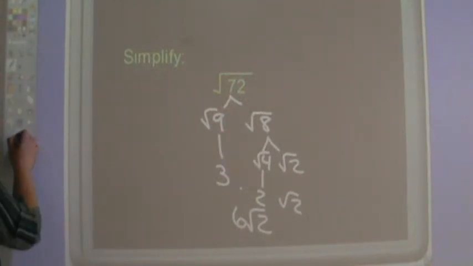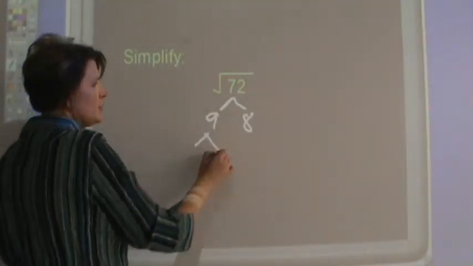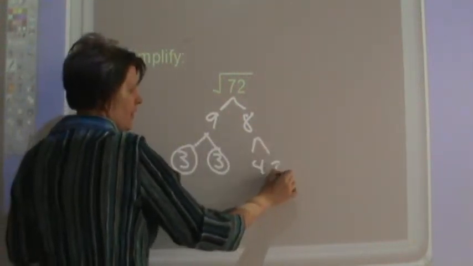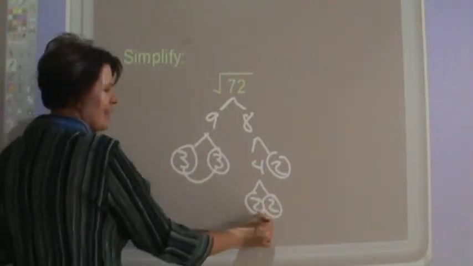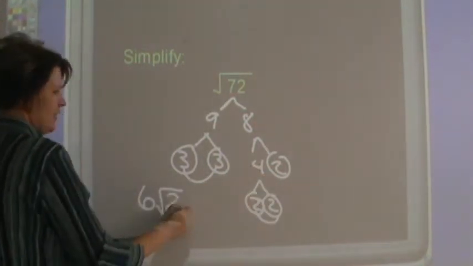Okay? Let's try the prime factorization on this one. We could just say 9 and 8. Neither one's prime, so I'm going to keep going till I get prime numbers. Okay, so I have a pair of 3s, I have a pair of 2s. 3 times 2 is 6. And I still have a 2 left underneath.